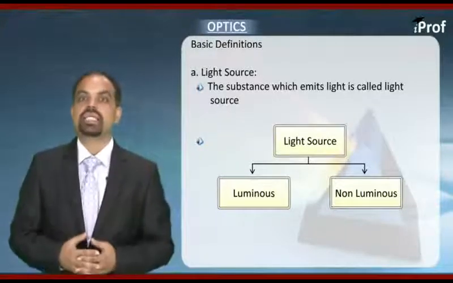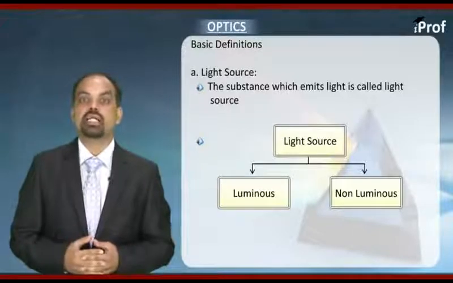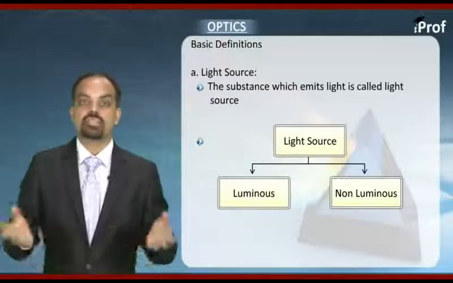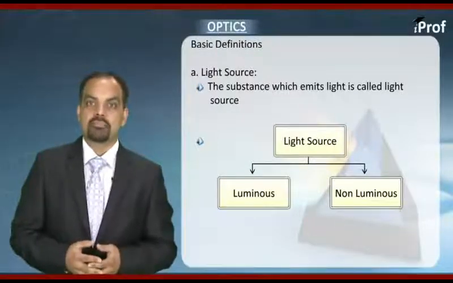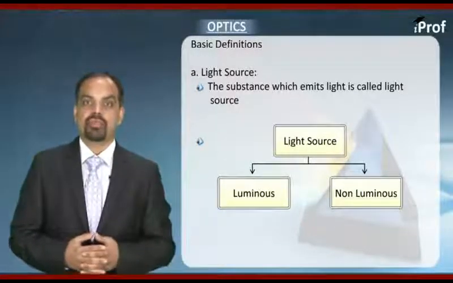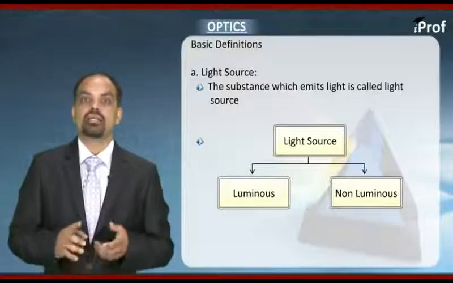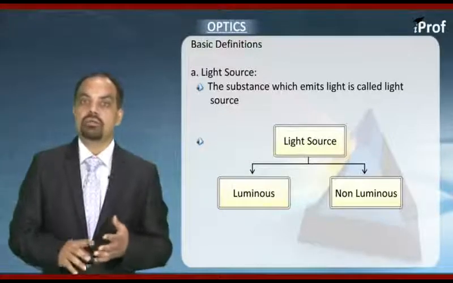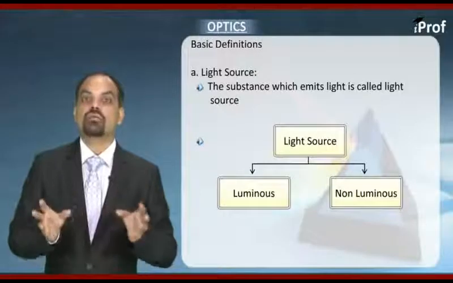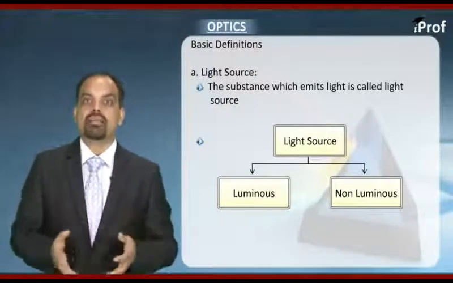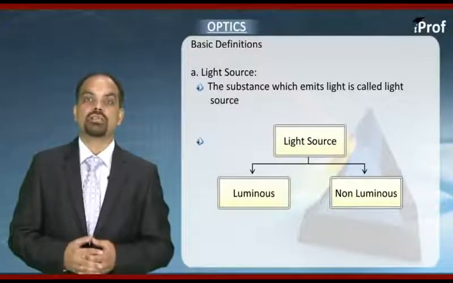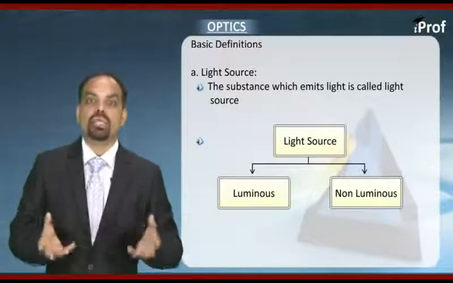The examples we can think of in the luminous category are plenty. The very common example which comes to our mind is the sun, but the sun is very far off. We see lots of examples like tube light, bulb, lots of things around us which have their own light, carbon arc or flame, candle. These are luminous sources of light because they have their own light.